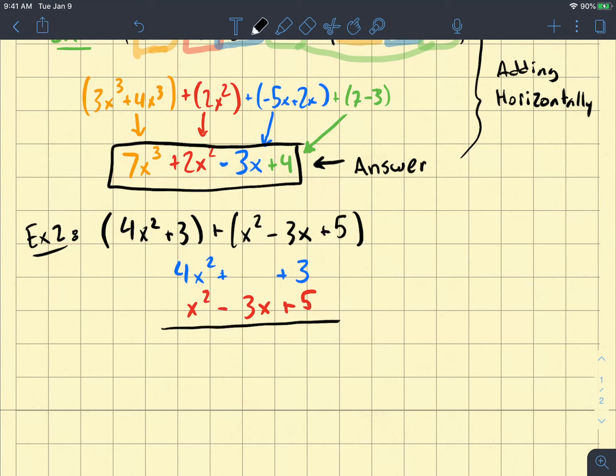All right? So we're going to have this like this, and we're just going to add vertically. Remember, if there's a term missing, like this one right here, it's like you have a 0 here. So right here, there's a 0x. All right, and we just add across. So 4x squared plus x squared, that's going to give us 5x squared. Why? Because there's an invisible 1 here. All right, and then what's 0 minus 3x? Well, that's just going to be negative 3x. And then 3 plus 5 is going to be 8. And this here is our answer.